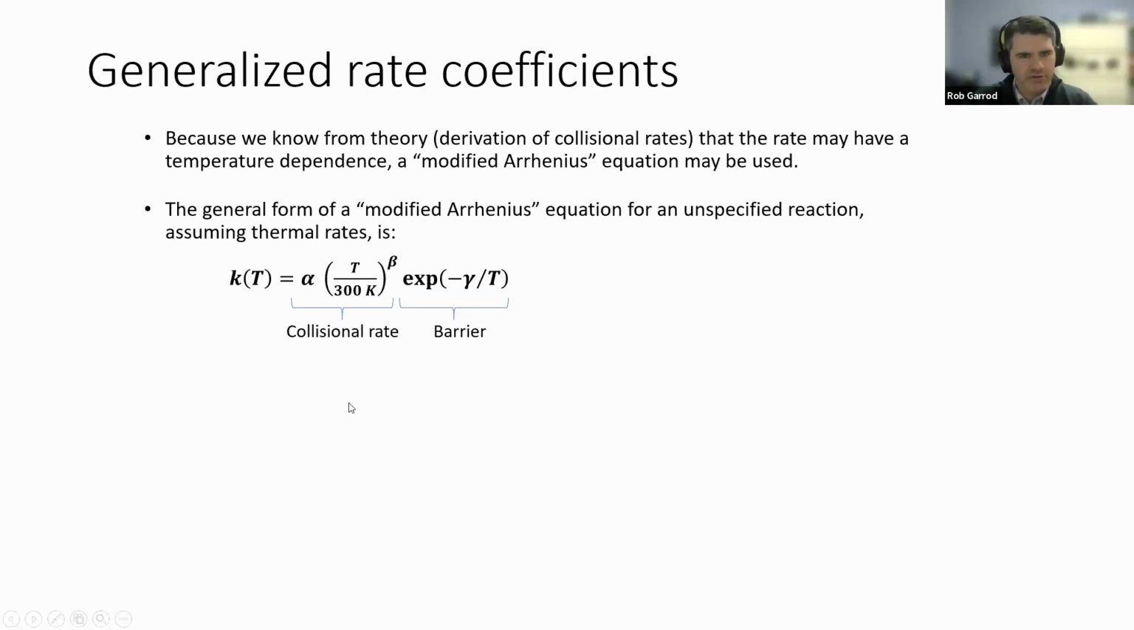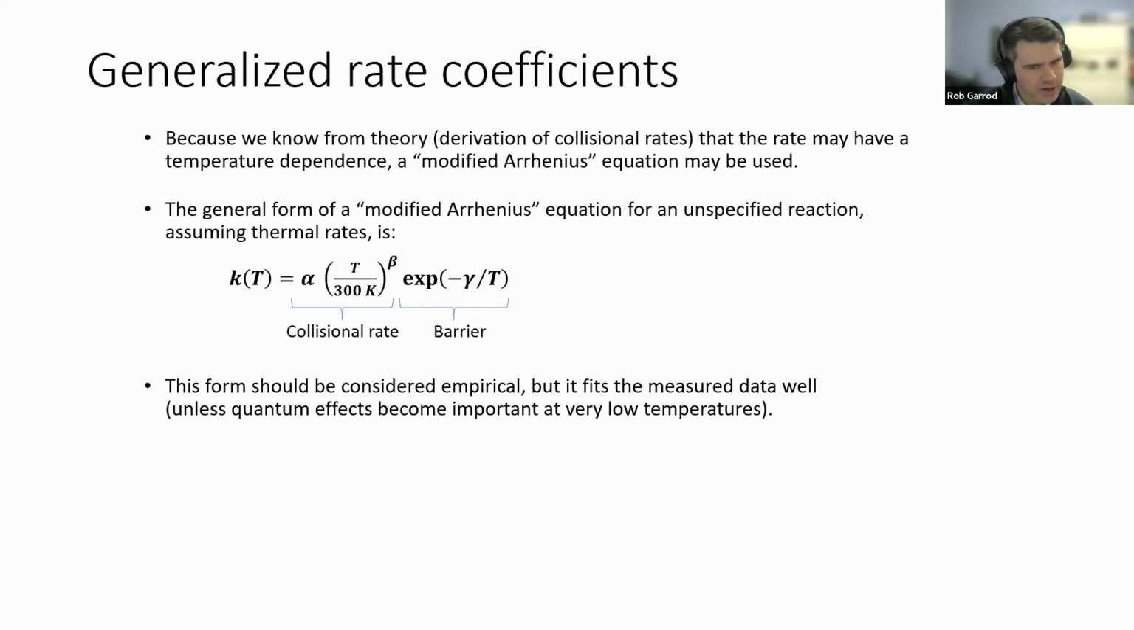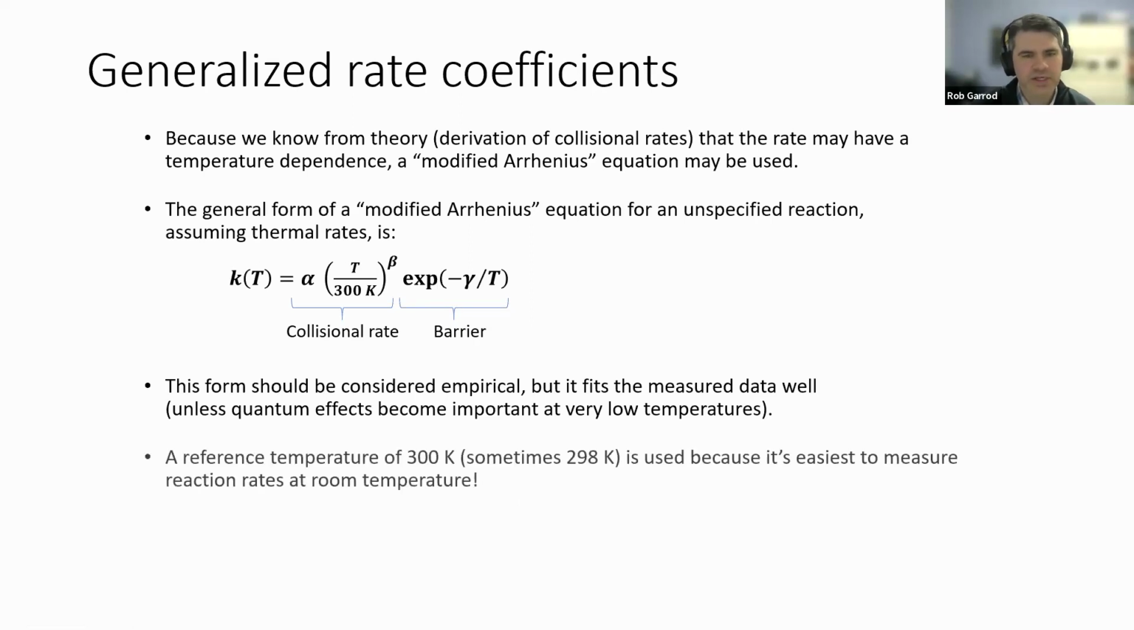Okay, so I said that we could break our reaction down into collisional rates and then whatever happens next. Okay, so the collisional rate is the rate at which the stuff comes together. And then if there's an activation energy barrier, we could describe that barrier as a Boltzmann factor this way. Okay, this is an empirical form that actually fits measured data pretty well, and so we use it a lot. Very often, so what we see here is that there's a reference temperature of 300 Kelvin. That's chosen because it's convenient, because 300 Kelvin is room temperature.